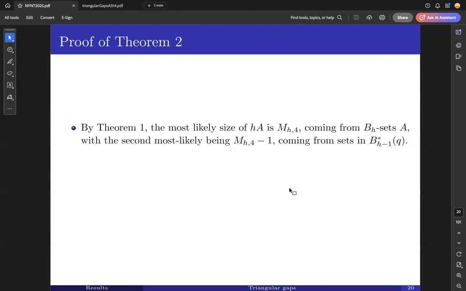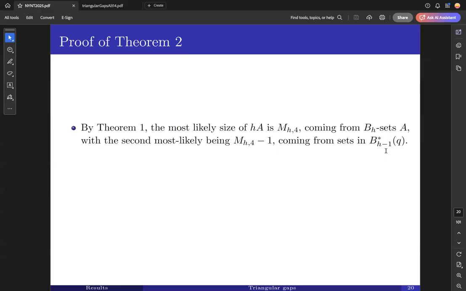So to prove theorem 2, and this is kind of the engine that I would expect could prove the whole thing. But what do we say? By theorem 1, the most likely size is the maximum size. And again, this second most likely is not helpful notation. So second most likely from the first 4 being 1 off of the maximum. And that comes from the B sub H plus 1, B sub H minus 1 star sets. So these are the sets that are B sub H minus 1 sets, not B sub H sets.